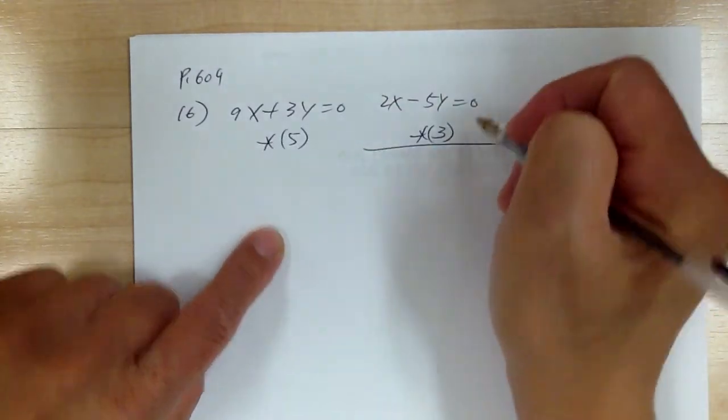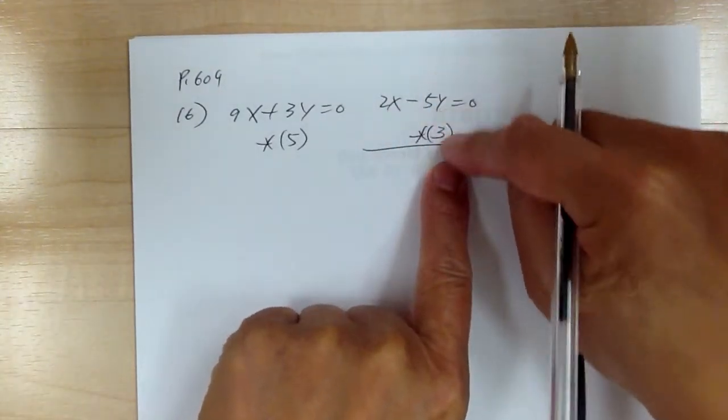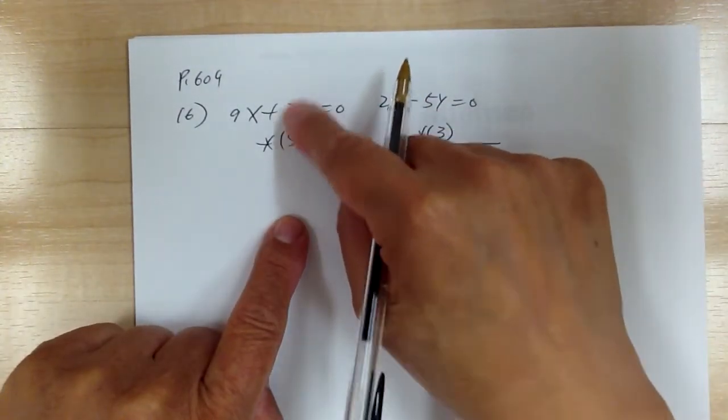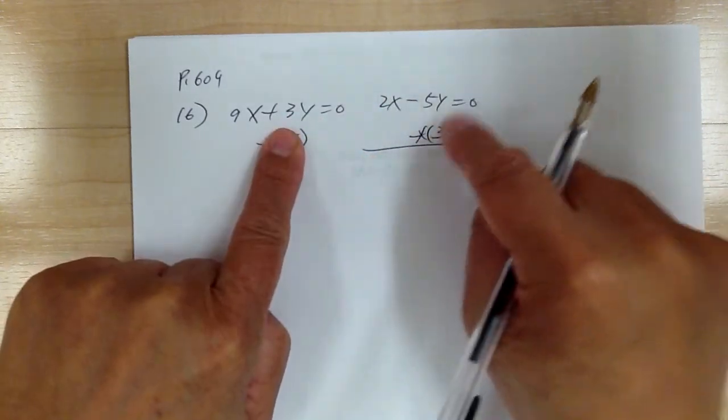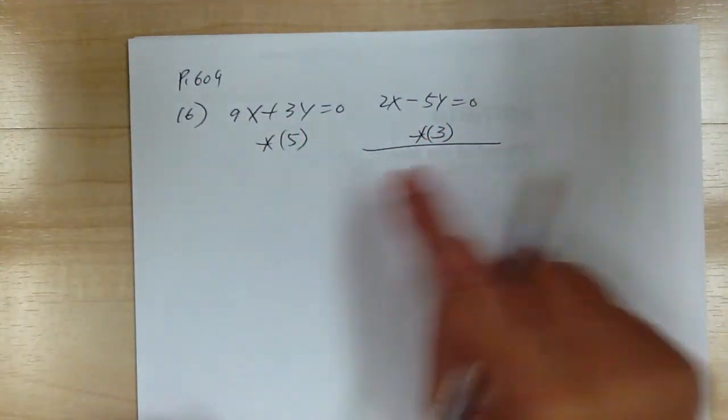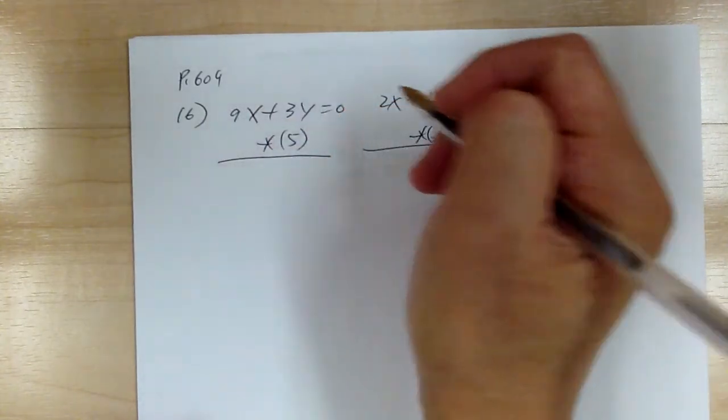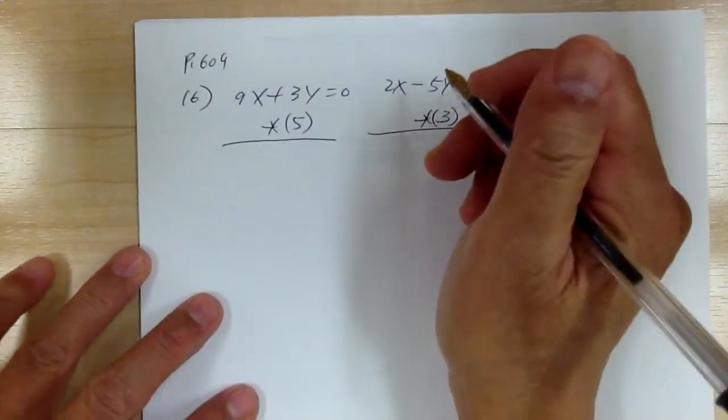Okay. So again, if I multiply by 3, I get negative 15. Over here, when I multiply by 5, I get 15. So I got 15 and negative 15. They're opposite, right? So again, the key is to get the coefficient opposite, so they will cancel.